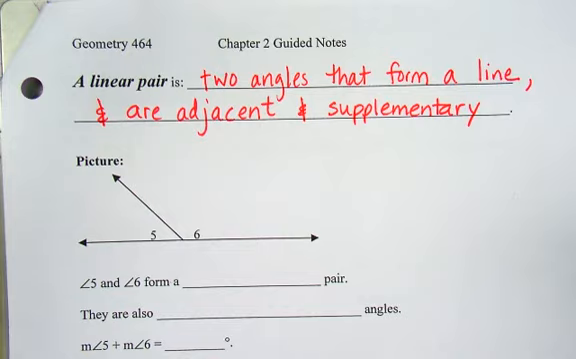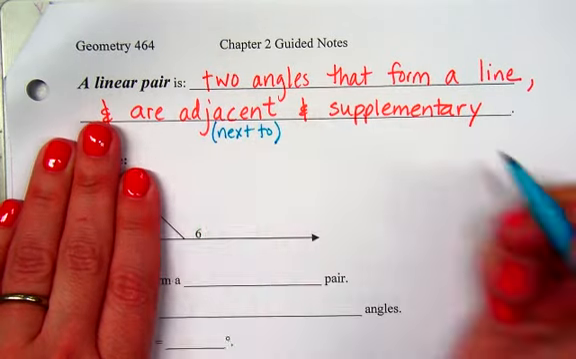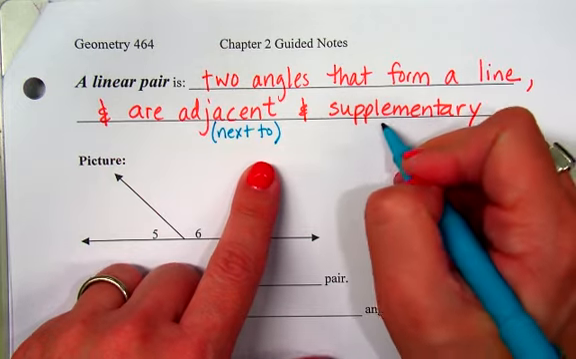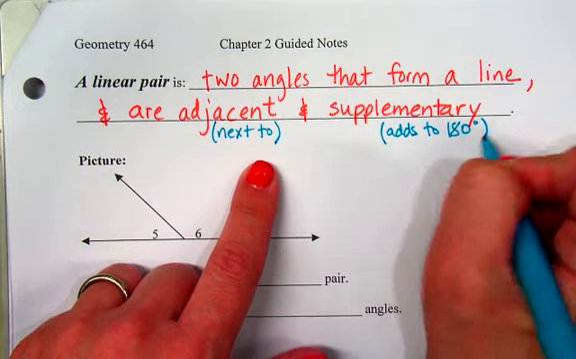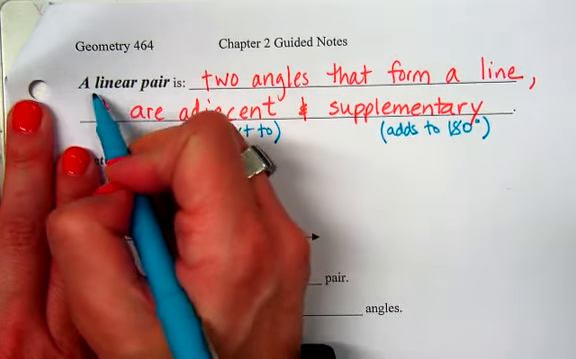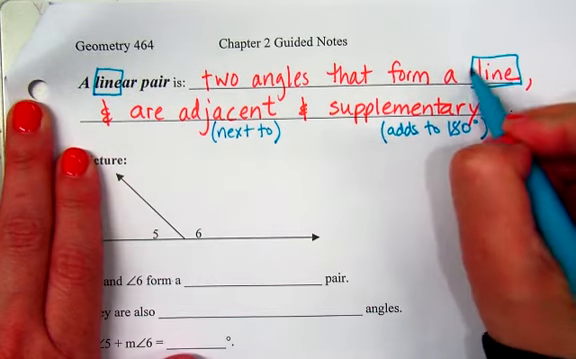So if we forgot what adjacent means, you can write it right next to it. It means that it's right next to it, that shares a side, and supplementary means that it adds to 180. The way we can remember this is see the word line means that it forms a line.